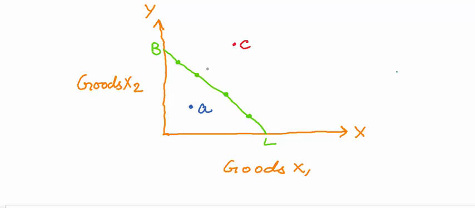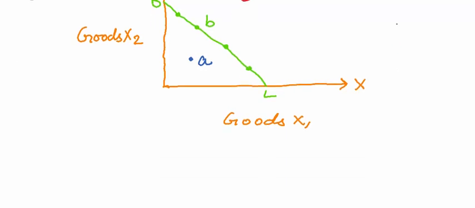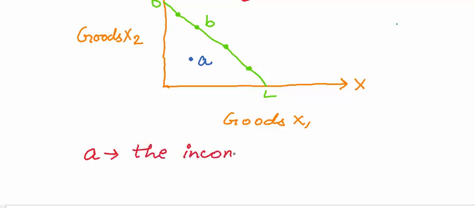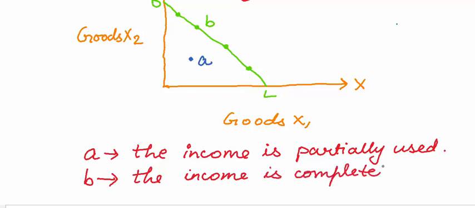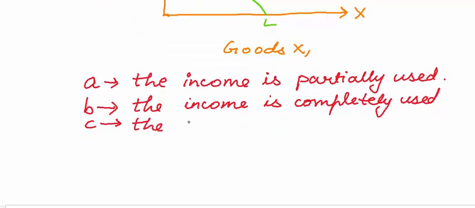So we have seen three different points. Point A shows that the income is partially utilized, point B shows that the income is completely utilized, and point C shows the consumer cannot afford these bundles.